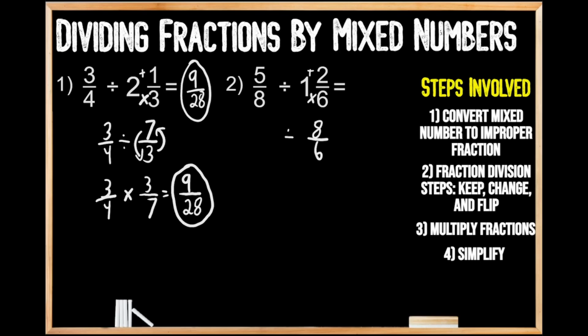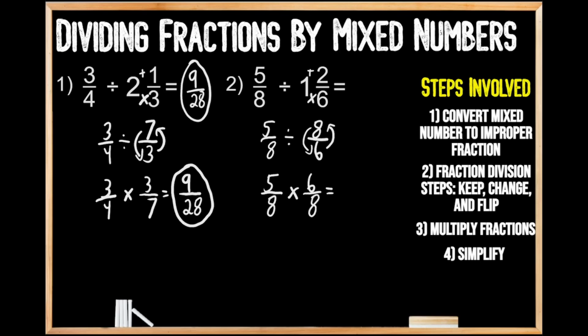Now we're going to write out the rest of this division problem so we don't get confused for step number 2, where we're going to keep, change, and flip. We're going to keep our first fraction the same. 5/8 is going to remain 5/8. We're going to change the operation, so we're going to be multiplying. And then we're going to flip our second fraction to give us the fraction of 6/8.